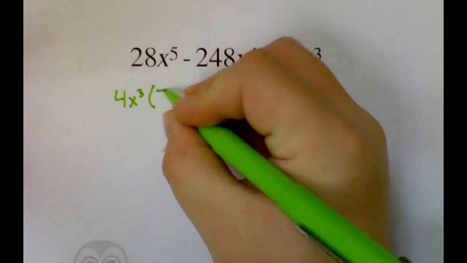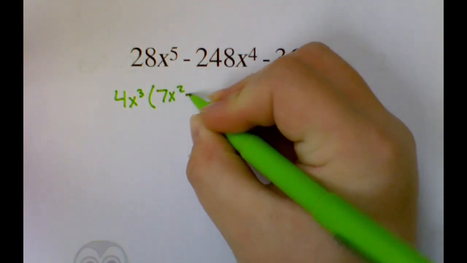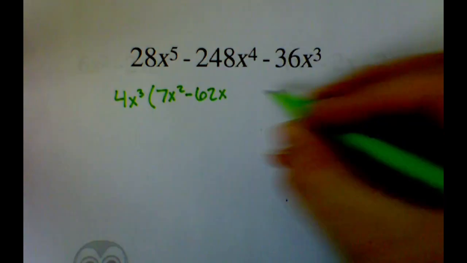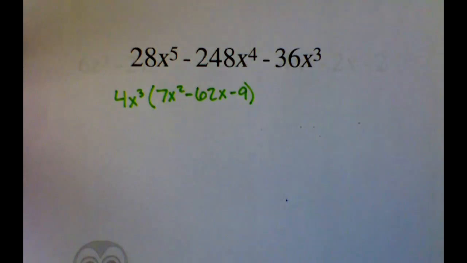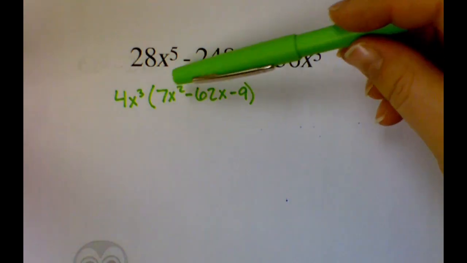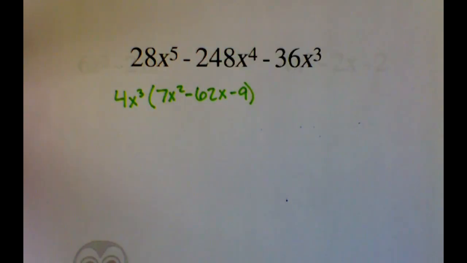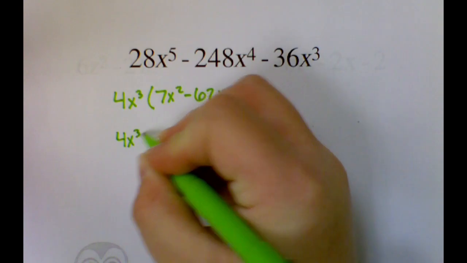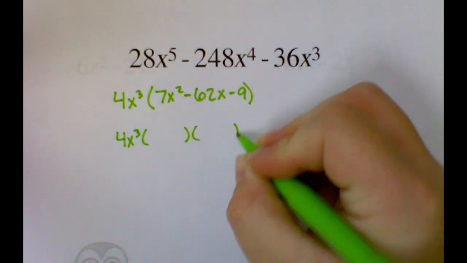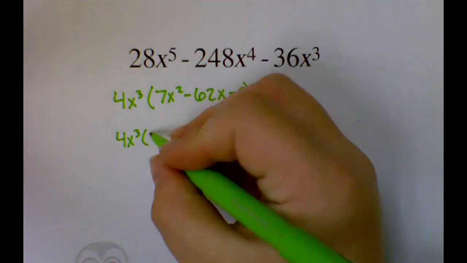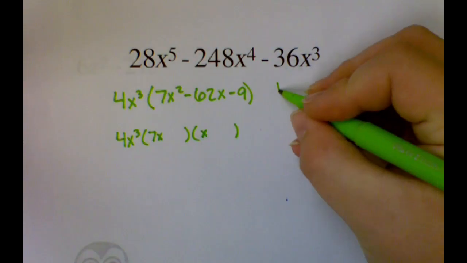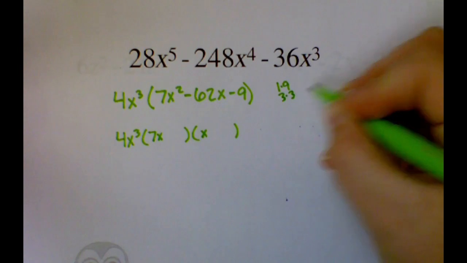That leaves me with 7x squared minus 62x minus 9. Give it another check. Can anything go into 7, 62, and 9? It can't, so that's my GCF for sure. Now I factor the rest. So I have 4x cubed hanging out front. The only way to break apart 7x squared is 7x and x. Numbers that multiply to 9 are just 1 and 9 or 3 and 3.